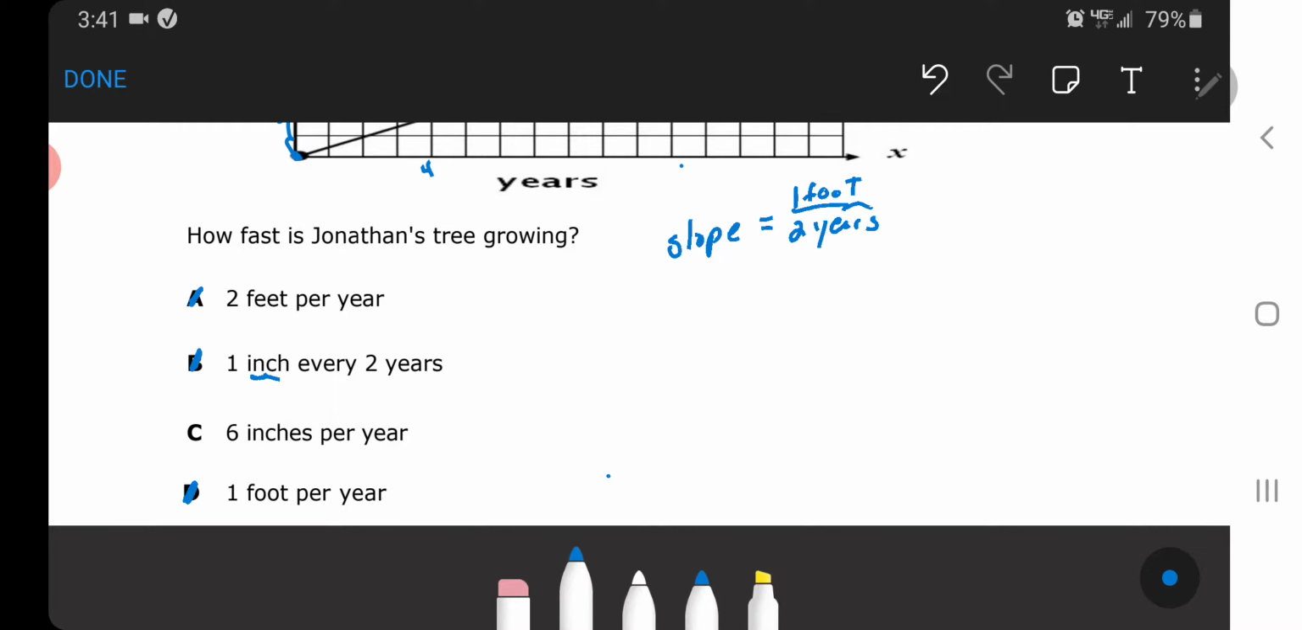So let's look at why C might be correct. Because once again, we go 1 foot every 2 years. But if we do look, we understand that 1 foot is also the same thing as 12 inches. So we go 12 inches every 2 years.